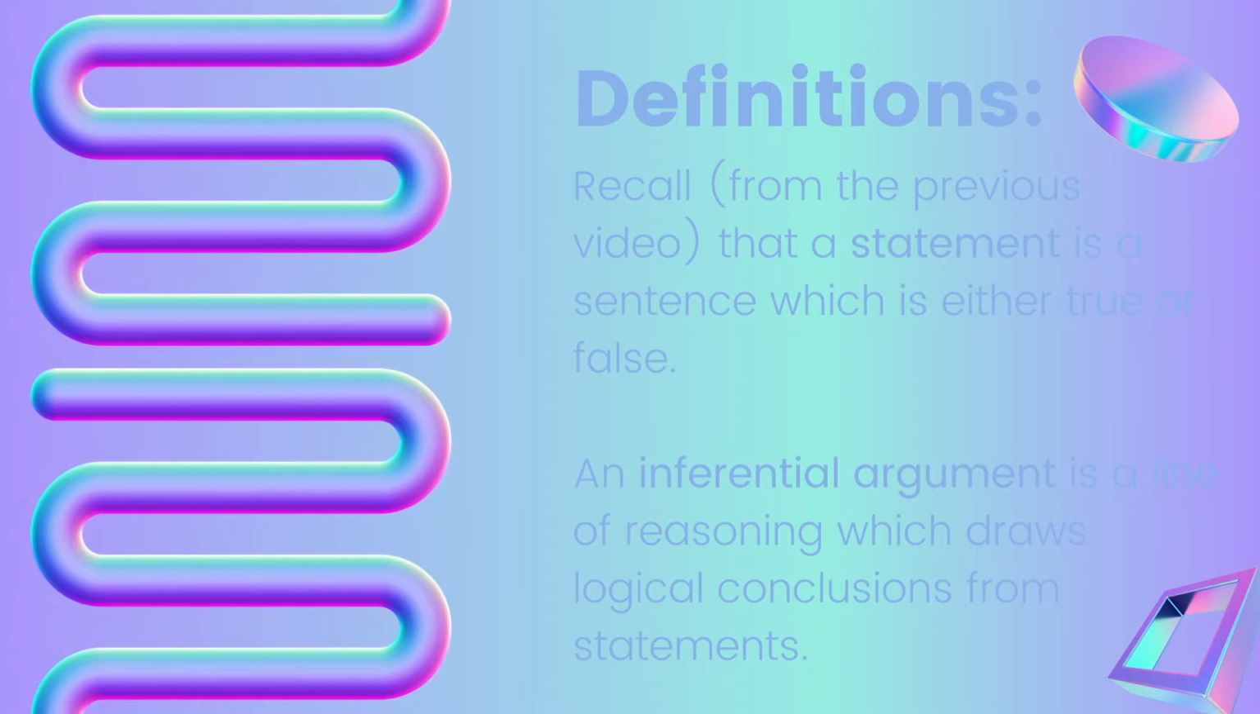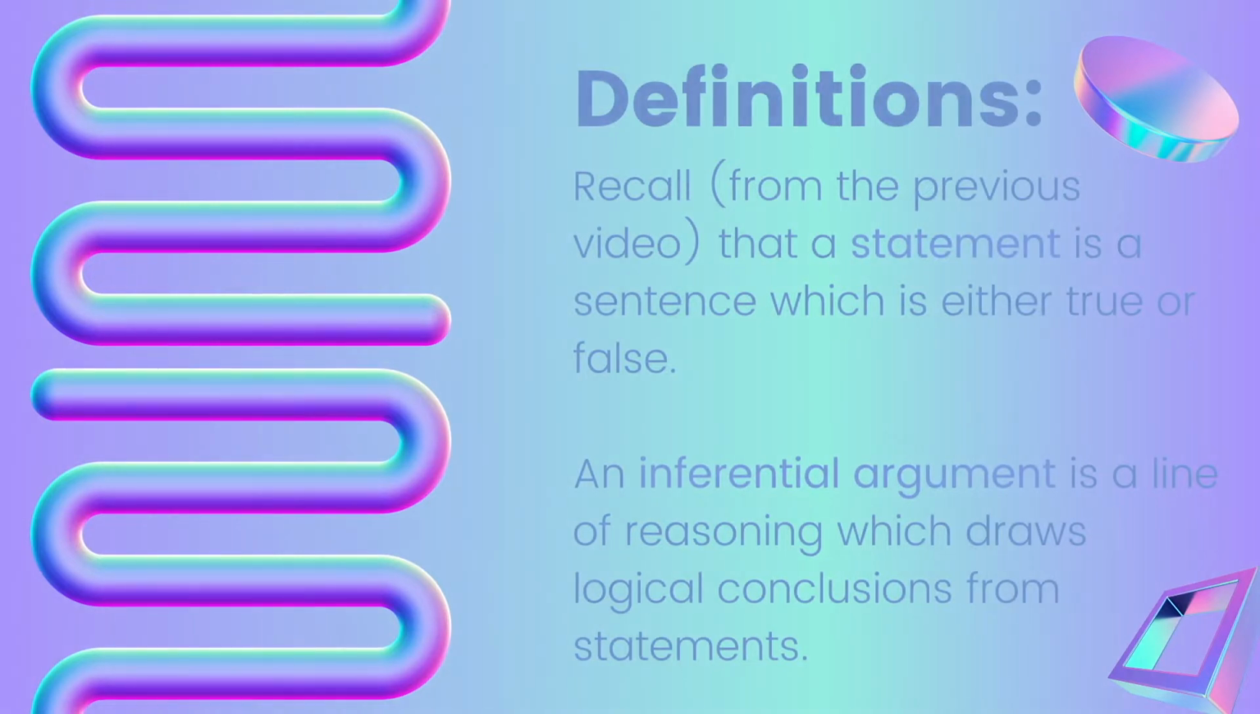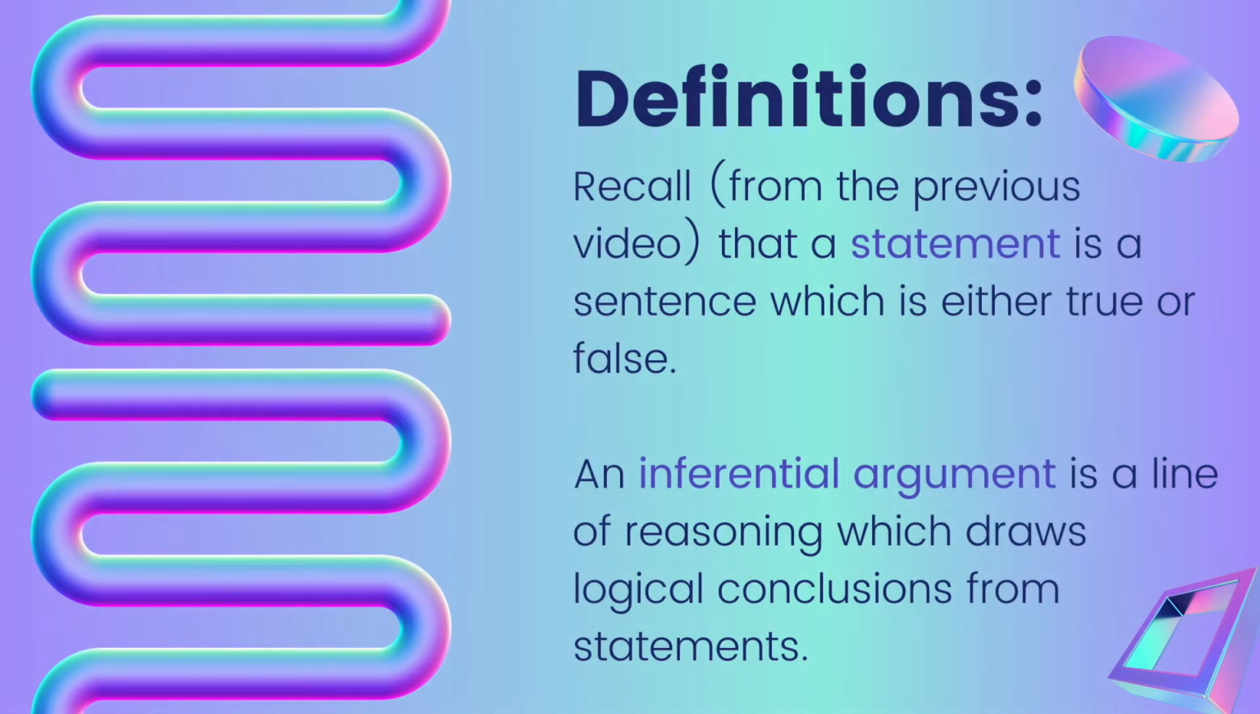Recall from the last video that a statement is a sentence that is either true or false. So a statement can be something like, all elephants are mammals, or all bananas are pink. As long as it has a truth value of being either true or false, it is a statement.